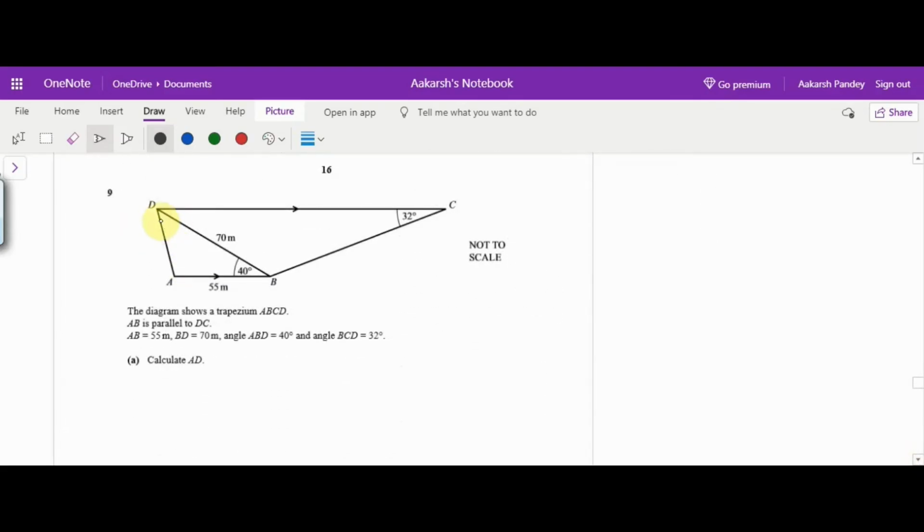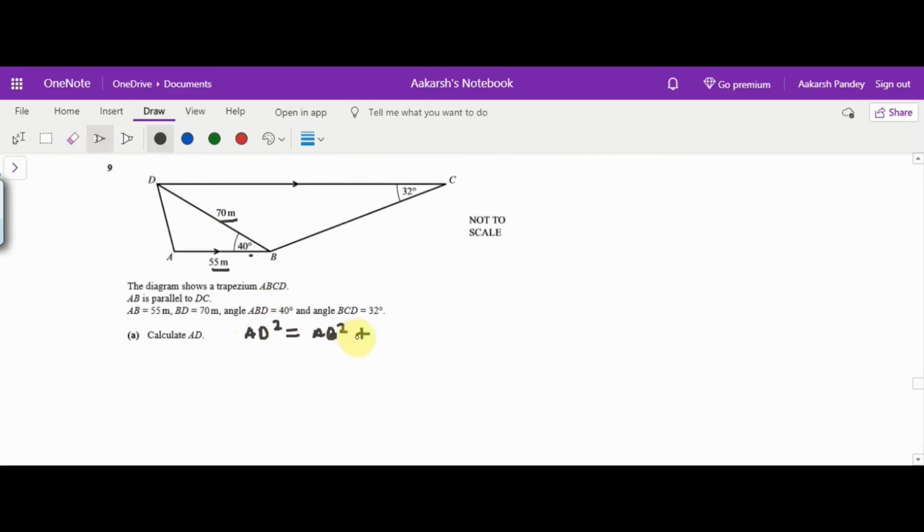Next we need to calculate AD. We have two lengths and one angle. It should strike you straight away that we need to use the cosine rule. AD square is AB square plus BD square minus 2 times AB into BD into cos theta.